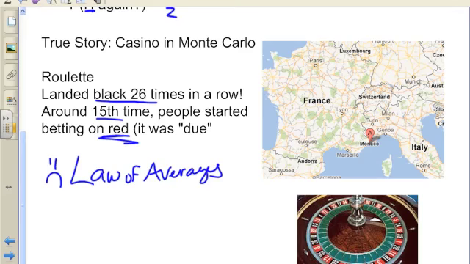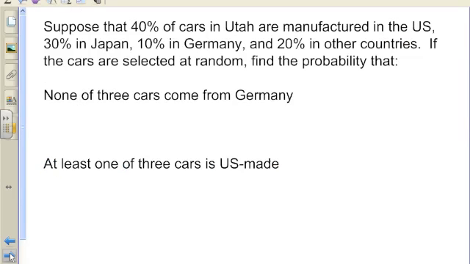All right, so let's switch gears and go back to some actual story problems about our probability questions. I'm going to make them just a little bit more complicated this time, but I'm still going to use the same story problems we've looked at previously. This is one where we're talking about car manufacturing, and 40% of cars are from the US, 30% from Japan, 10% Germany, 20% from just other countries. And we're going to select multiple cars at random.